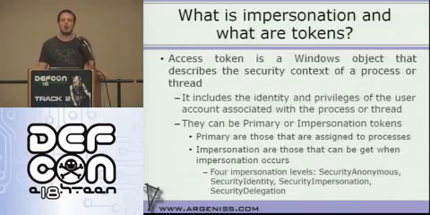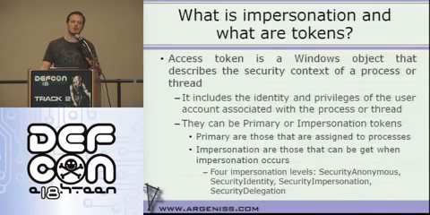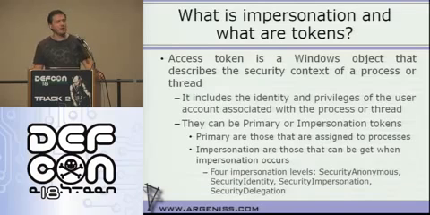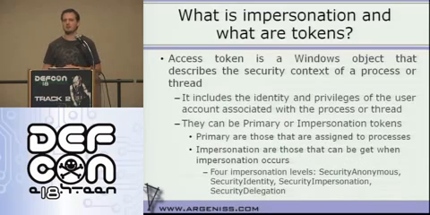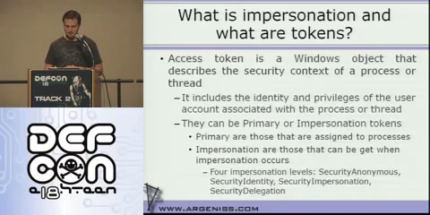Well, a token is a Windows object that has information about the security context of a thread or a process. It includes information such as the identity of the user and the privileges associated with the user. There are two kinds of tokens. We have primary tokens and impersonation tokens. The primary ones are those that are assigned to processes during process creation. And the impersonation tokens are those that you get when a thread impersonates.